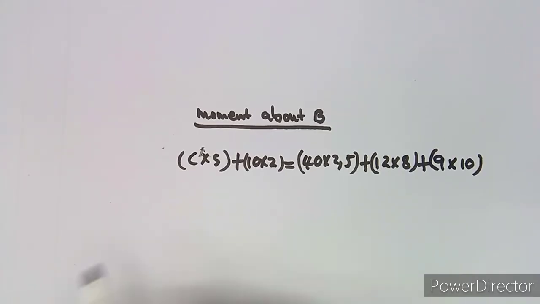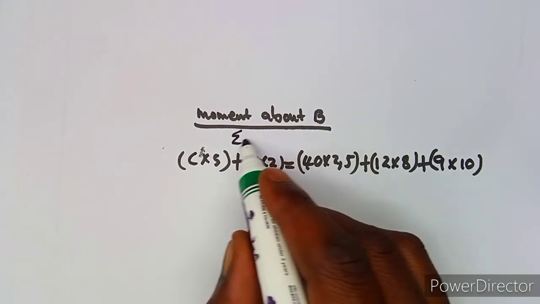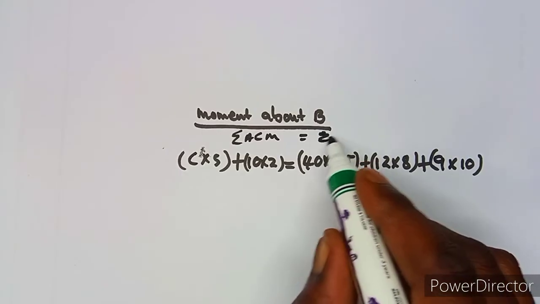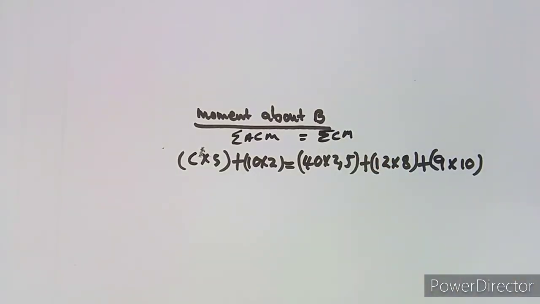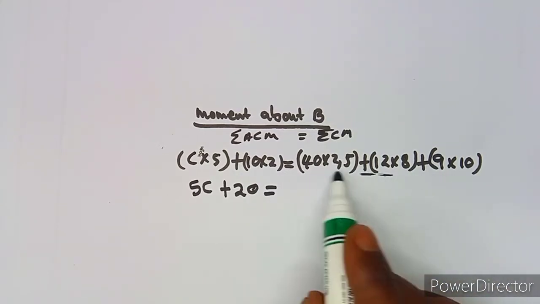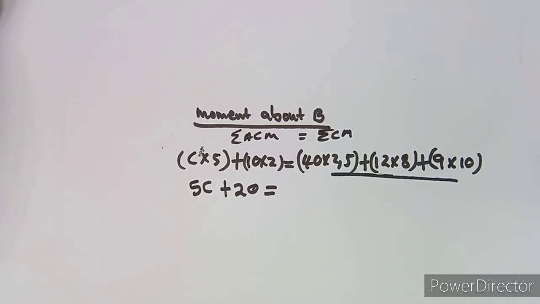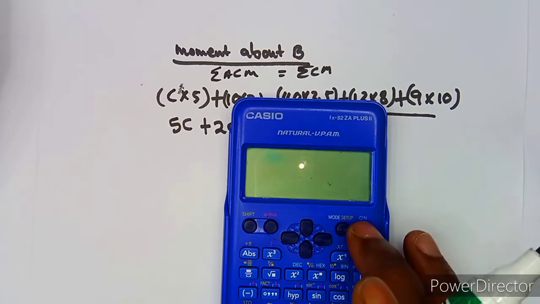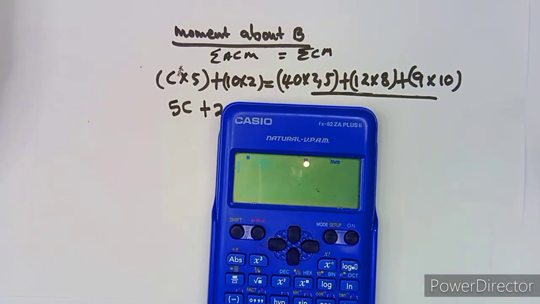So remember, we have anti-clockwise moments which will be equal to the clockwise moments, something like that. But you can actually take this according to the directions, the way that I was taking. So we have 5 times C, which is 5C, plus you multiply 10 by 2, that is 20. Then you multiply these together and simplify to obtain one answer. So if we simplify, it's going to be 40 times 2,5. We can just open a bracket there. That's 40 times 2,5 plus, open another bracket, that's 12 times 8, plus, open another bracket, that's 9 times 10. Okay, so you can just simplify these together.